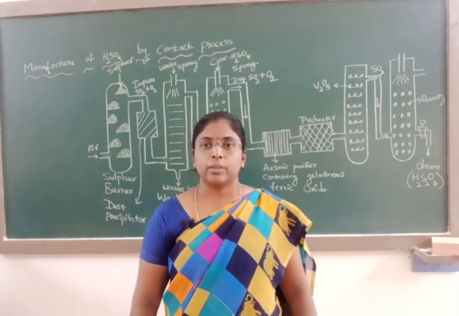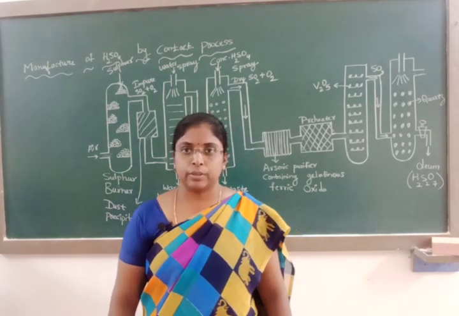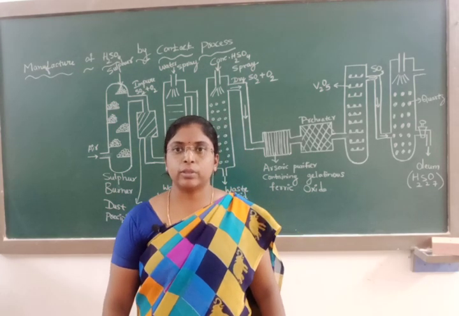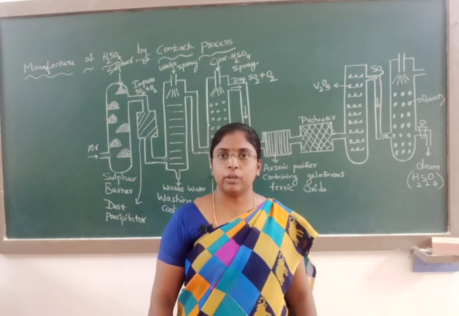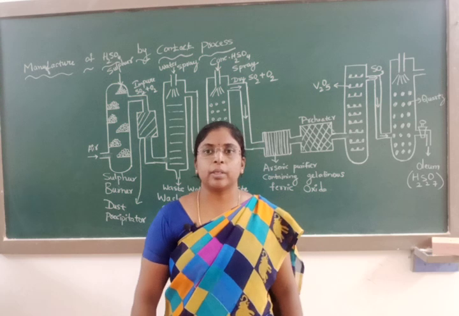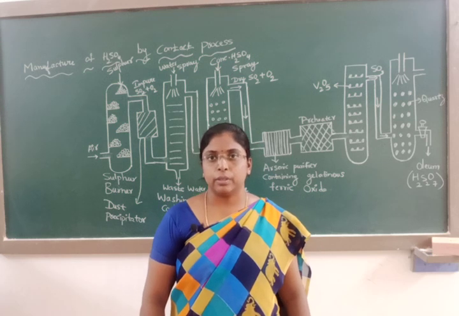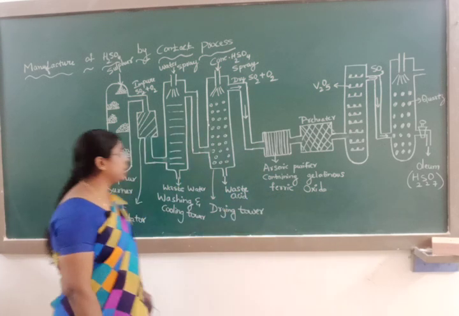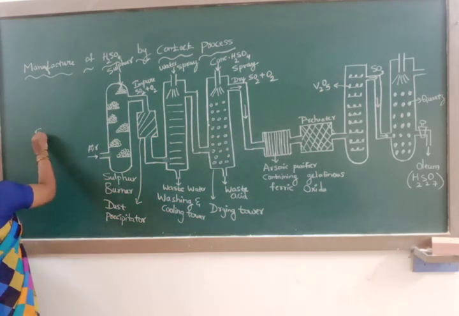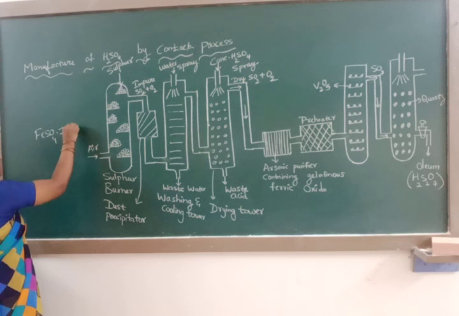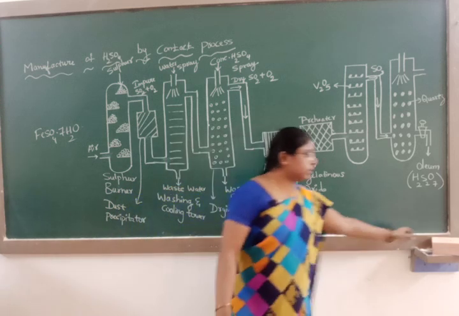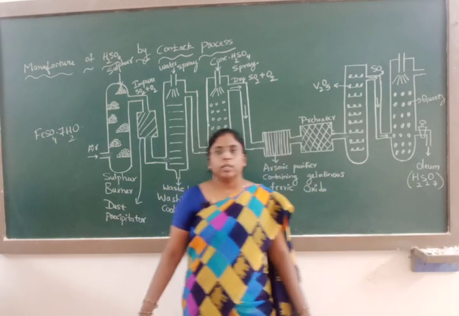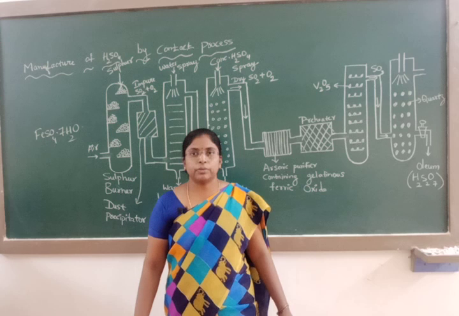Today in this session I am going to discuss sulfuric acid. Sulfuric acid is known as oil of vitriol. Since sulfuric acid was extracted from the distillation of green vitriol, it has arrived at the name oil of vitriol. Green vitriol has the formula FeSO4·7H2O, that is, FeSO4 with 7 moles of water.